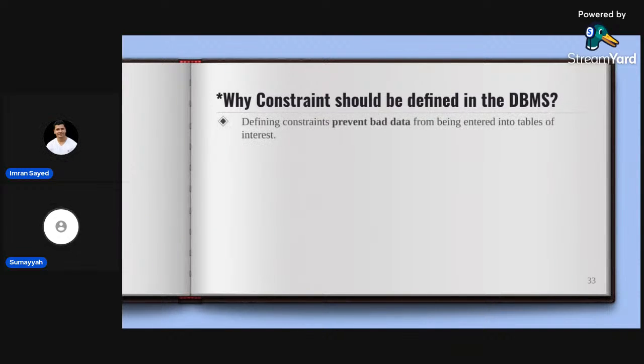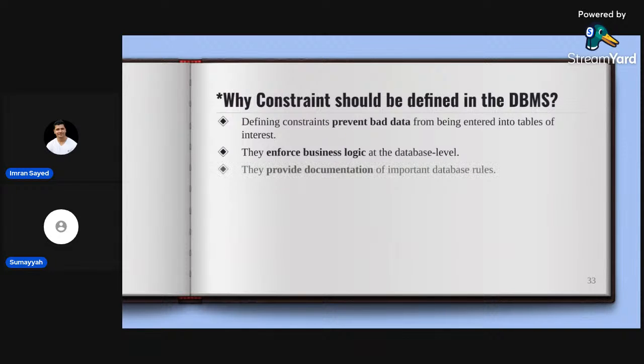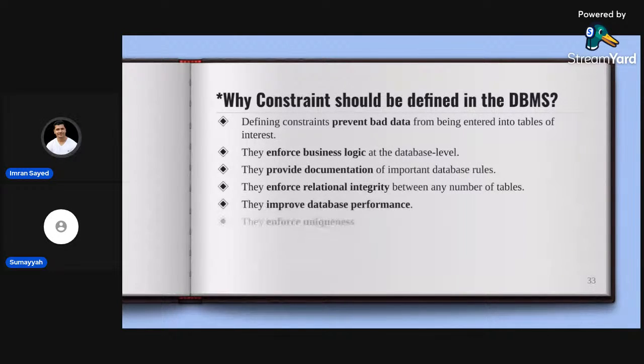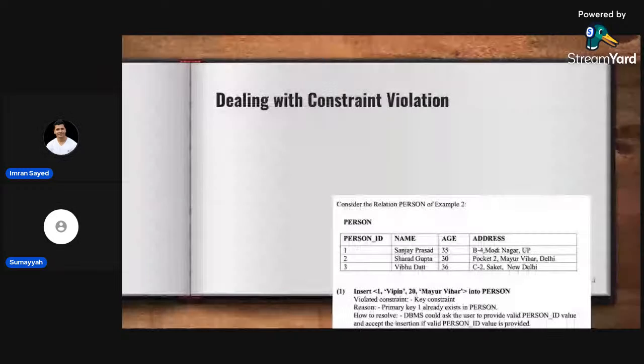So: prevent bad data from entering the table of interest, enforce business logic at the database table, provide documentation for important database rules, enforce relational integrity between any number of tables, improve database performance, enforce uniqueness. That's it. So let's stop here.